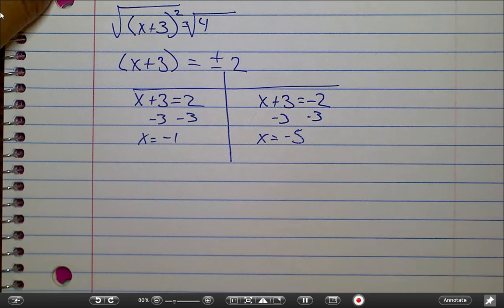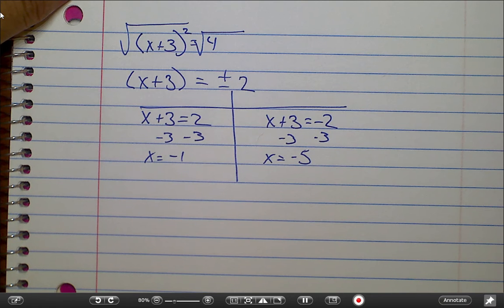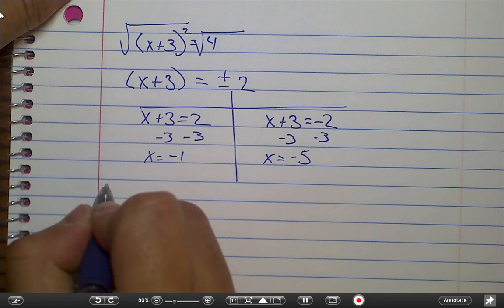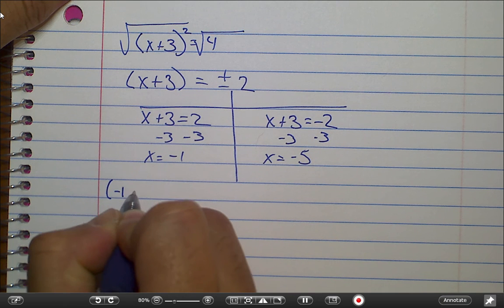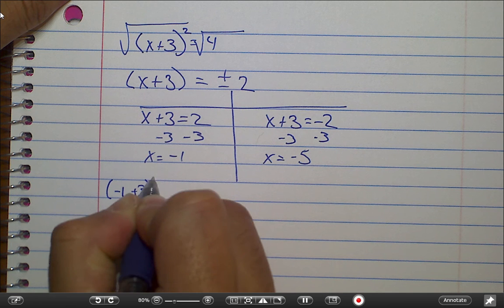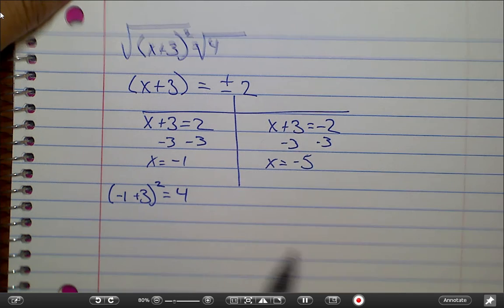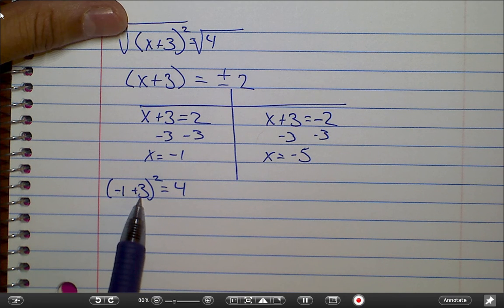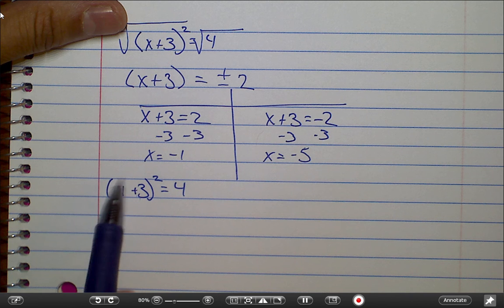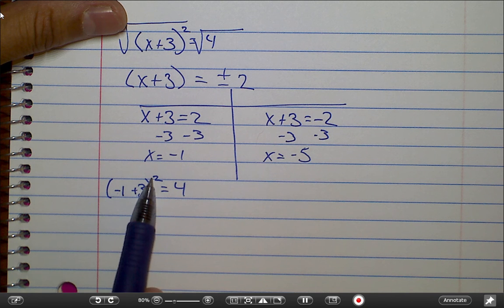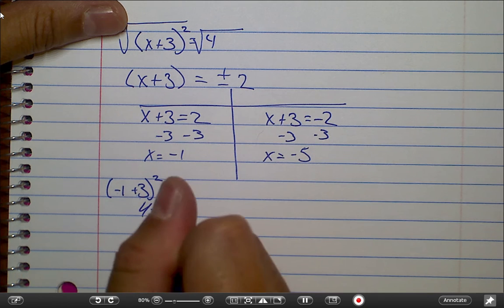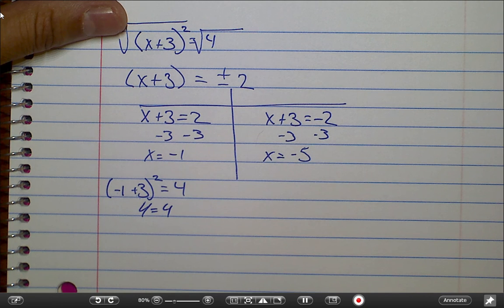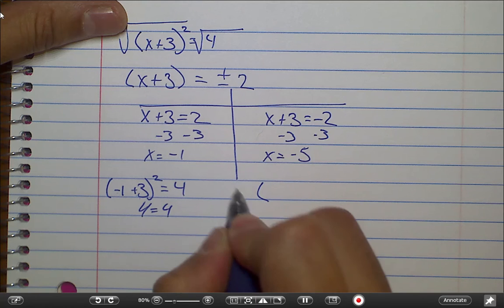Very good. All right, now let's plug these back into the original to see what I get. So if I plug it back into the original, it's going to be negative 1 plus 3 squared equals 4. So negative 1 plus 3 gives me 2, and 2 squared is 4. I get 4 equals 4. So is that true? Yes. Okay, good. Now we're doing the other one.